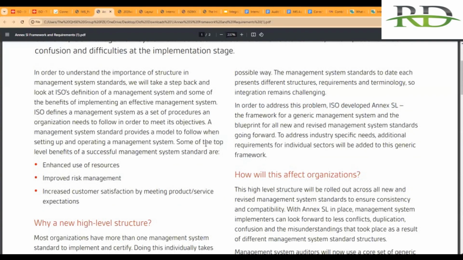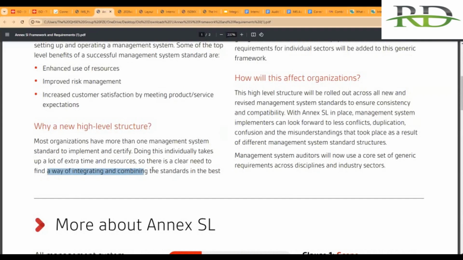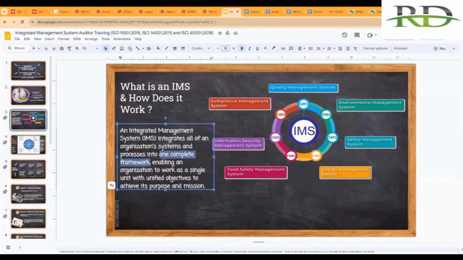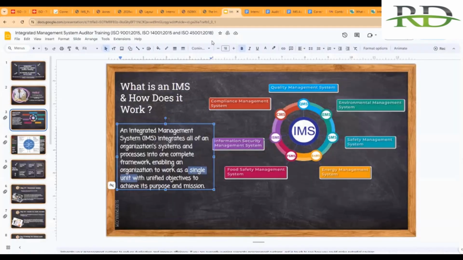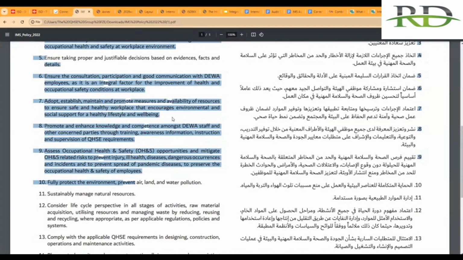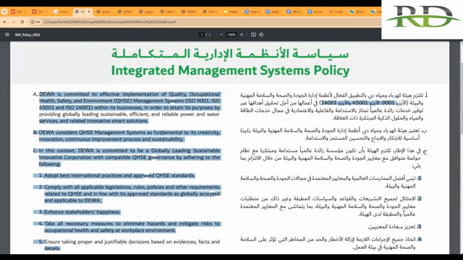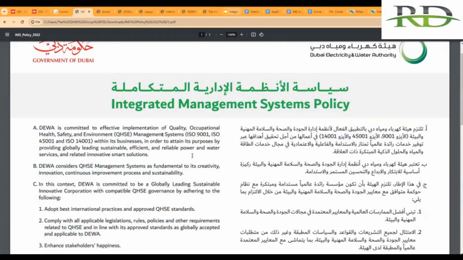So this Annex SL, as you can see, is a way of integrating management standards, and that is the framework we are talking about. From this definition, you can see that we are going to integrate 3 different standards using Annex SL so that we can work as a single unit. What is this single unit? It means this single unit right here. And where are the unified objectives? Unified objectives to achieve your purpose and mission. This is now the IMS policy that you see right here. So that is now a breakdown of this definition.